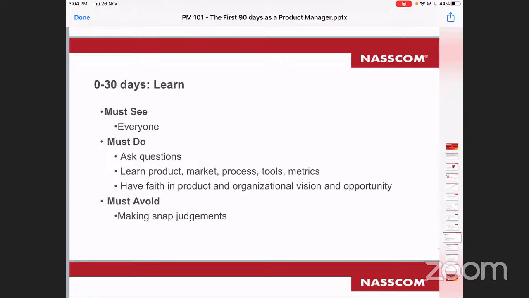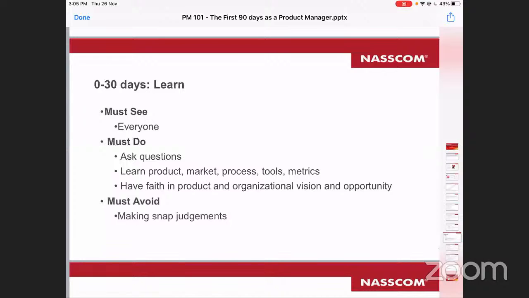So 0 to 30 days, in my opinion, is all about learning. And any organization or any team typically would give you that space to actually learn. While I know you could be entering into a cauldron of burning problems, and you may be expected to fix things, you still have that ability to sit back and learn.